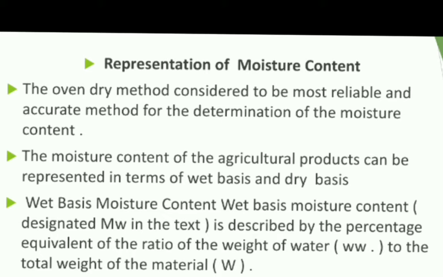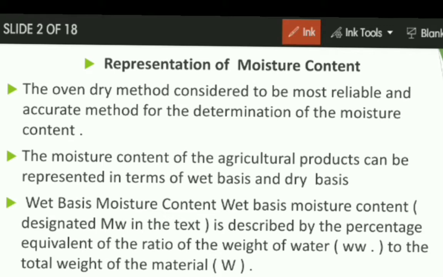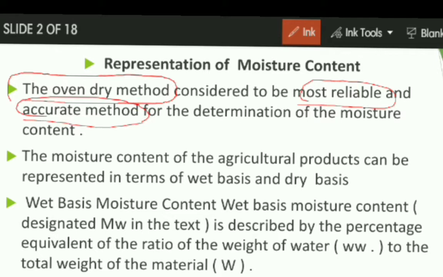The oven dry method is considered to be the most reliable and accurate method of moisture content measurement. So the oven dry method is the most reliable and accurate method. The moisture content of agricultural products can be represented in terms of wet basis and dry basis.